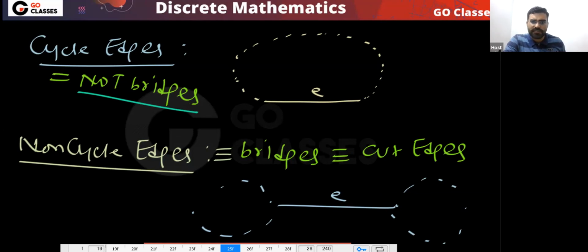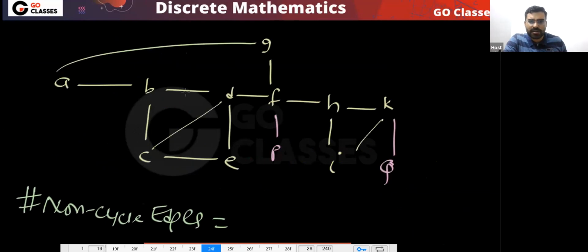This is another definition of cycle edges, because these are part of some cycle. For example, in this graph, this edge is part of some cycle, at least one cycle. This edge is part of this cycle also. Every one of these edges is part of some cycle.